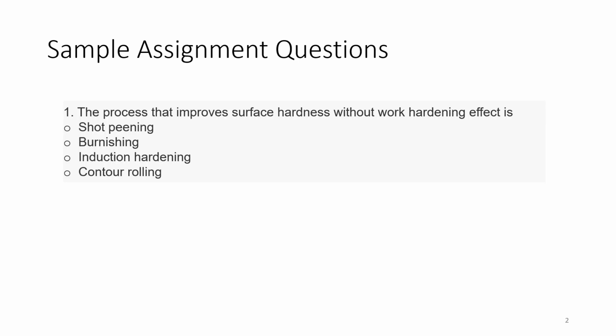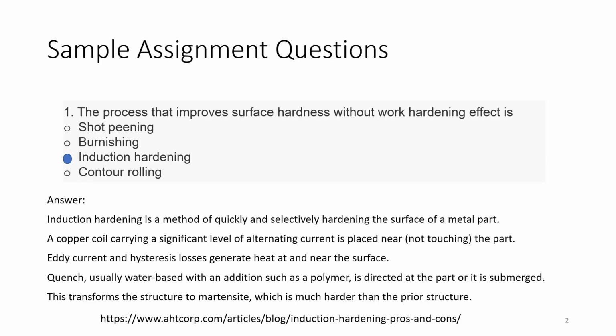Okay, so out of these processes, the process which improves surface hardness without work hardening effect will be induction hardening, because in case of induction hardening it uses a different method. This method of quickly and selectively hardening the surface of a metal part is mainly used for steels. A copper coil carrying a significant level of alternating current is placed near the part, and the eddy current and hysteresis losses generate heat at and near the surface, and then the quench.